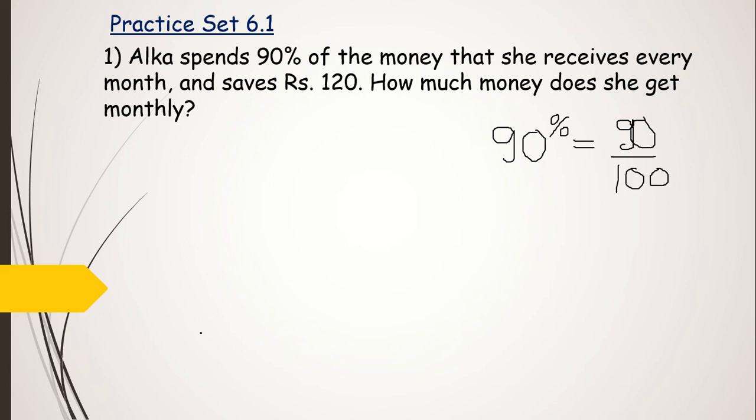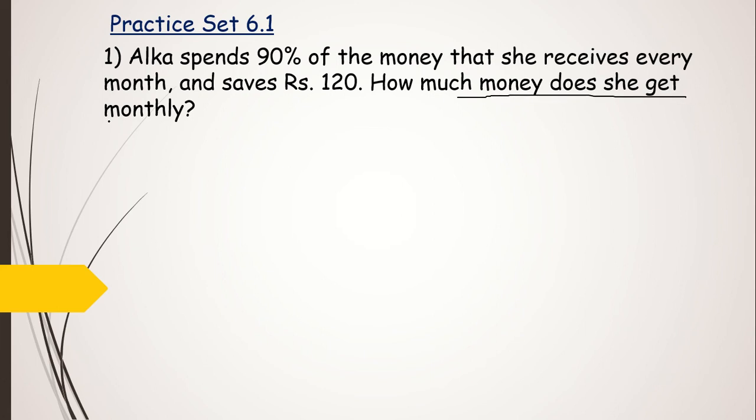Now let us read the question. Alka spends 90% of the money that she receives every month and saves rupees 120. How much money does she get monthly? So the question says, how much money does she get monthly? So basically her monthly salary we have to find. Something that we don't know, generally we assume it to be X. So here also her monthly earnings we will assume to be X.